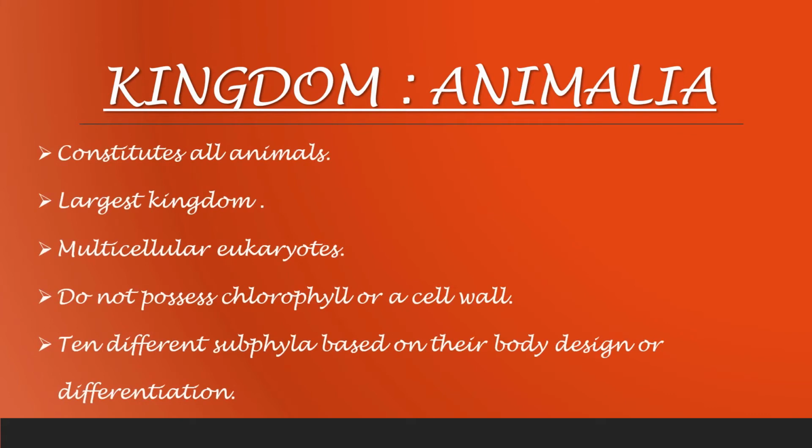Kingdom Animalia constitutes all animals. Amongst the 5 kingdoms, the largest kingdom is Kingdom Animalia. Animals are multicellular eukaryotes. However, unlike plants, they do not possess chlorophyll or a cell wall. Therefore, members of the animal kingdom exhibit a heterotrophic mode of nutrition. Kingdom Animalia has been classified into 10 different phyla based on their body design or differentiation.